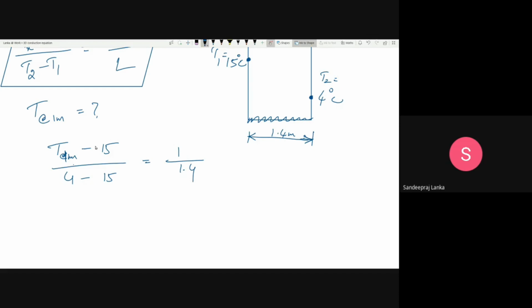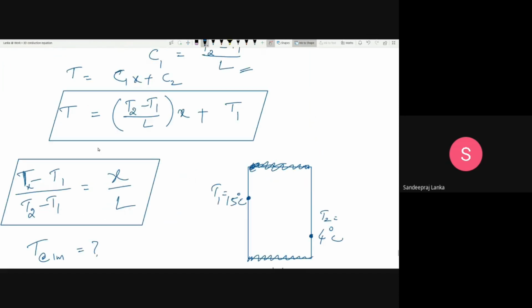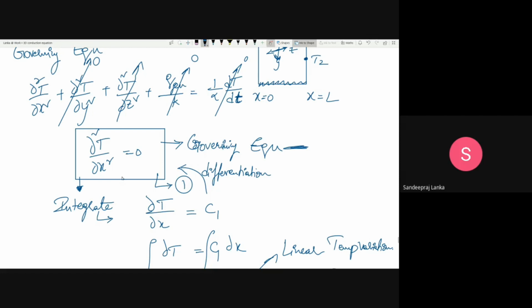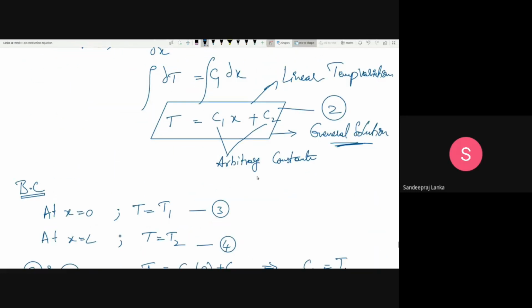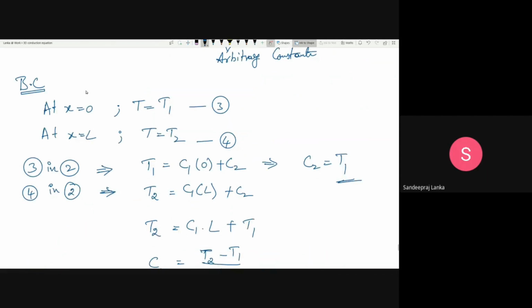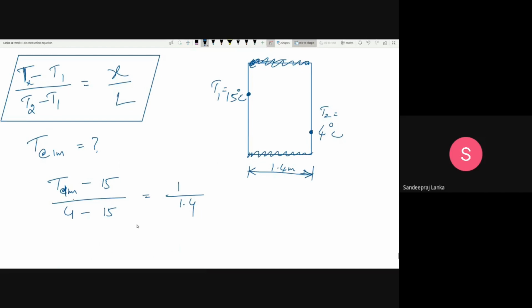So what I'm doing is using a governing equation, and after the governing equation, I've got a general solution. Converting this general solution into a useful solution using the boundary condition, I have got a real solution.